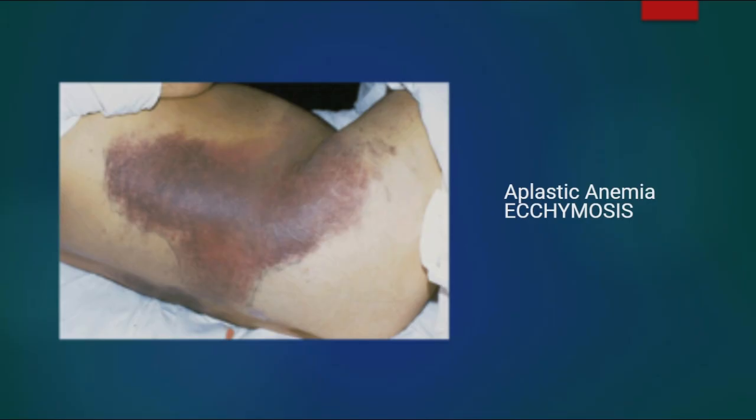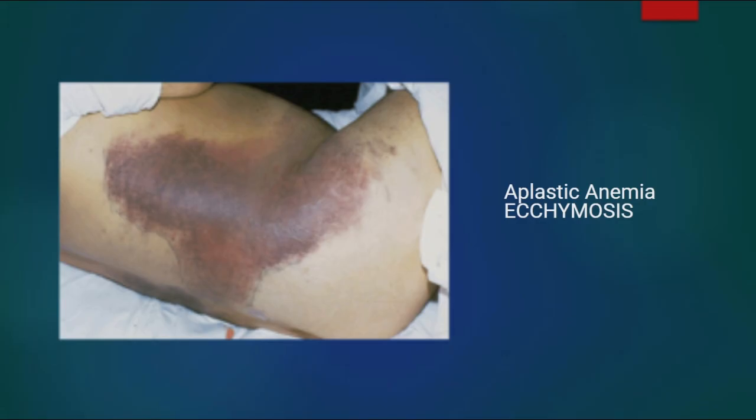This slide shows a patient with ecchymosis, or large areas of bruising, which is a common finding in aplastic anemia. In aplastic anemia, the bone marrow is not producing enough blood cells. One of the most serious consequences is thrombocytopenia, or a decreased number of platelets. Since platelets are essential for clotting, patients with low platelet counts are prone to bleeding and bruising, even with very minor trauma, or sometimes without any injury at all.